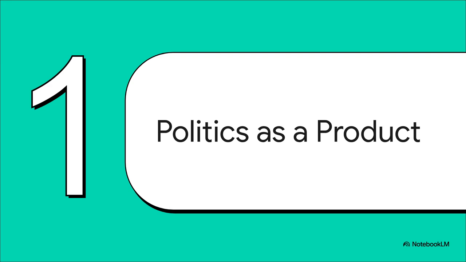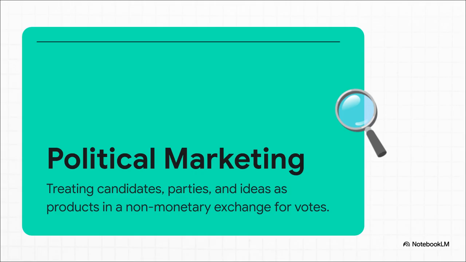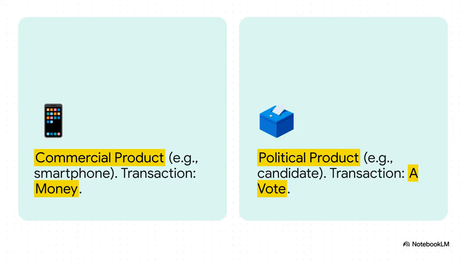To really understand this playbook, we first have to get our heads around the core principle that the whole thing is built on. This idea of politics as a product. And it has a name, of course. It's called political marketing. And it's exactly what it sounds like. You take the principles of commercial marketing and just apply them straight to the world of politics. The candidate, their party, their big ideas, all of them are seen as products. The only difference? Well, the transaction isn't about money. It's about something way more personal. Your vote.